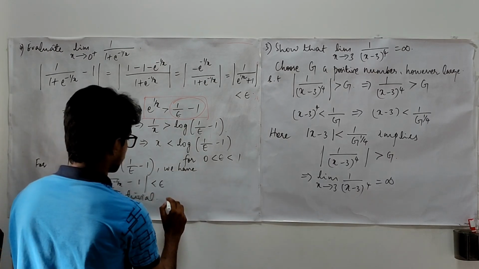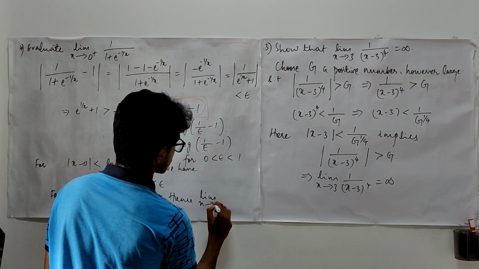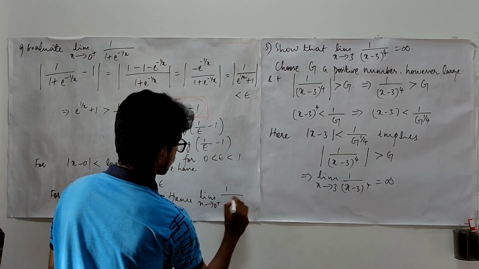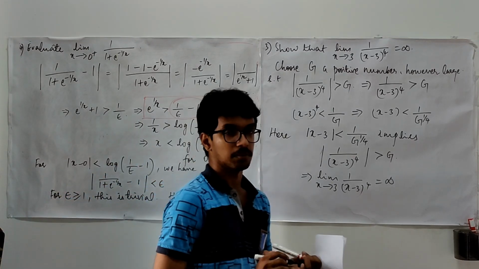And hence the limit as x approaches 0 plus of the function 1 upon 1 plus e to the power minus 1 upon x is 1, and this completes this problem.